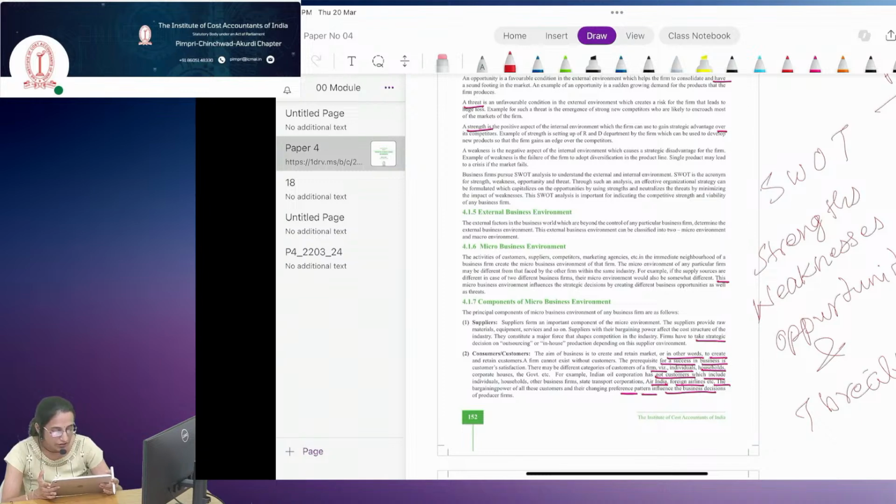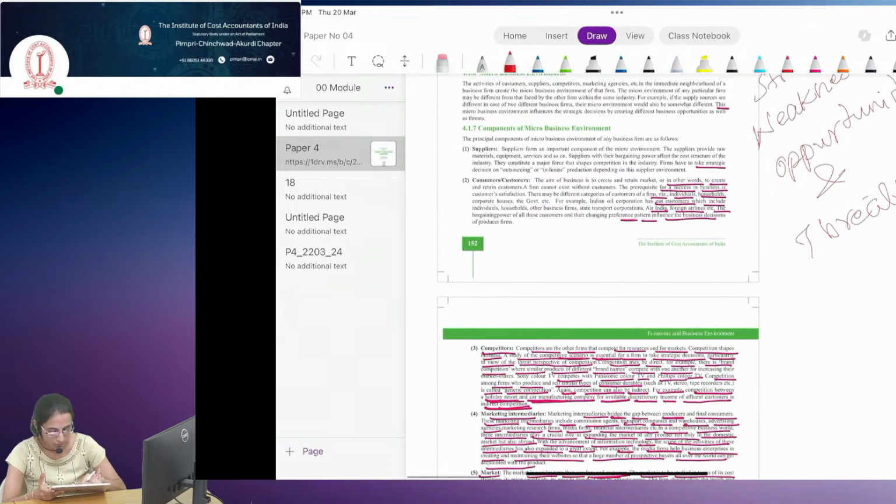For example, if the supply sources are different in case of two different firms, the micro environment will also be somewhat different, right? This micro business environment influences the strategic decisions by creating different business opportunities as well as threats. Now we will see what are the components of this micro business environment.